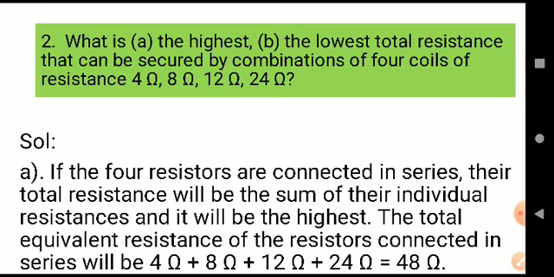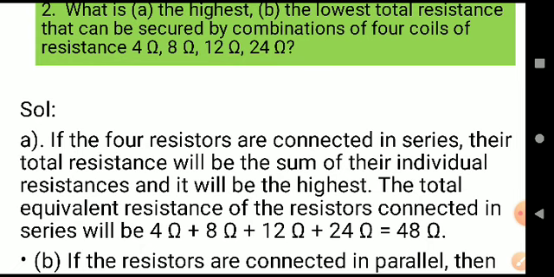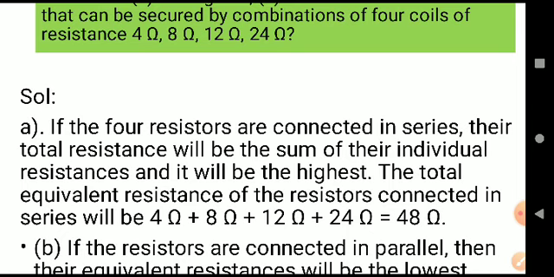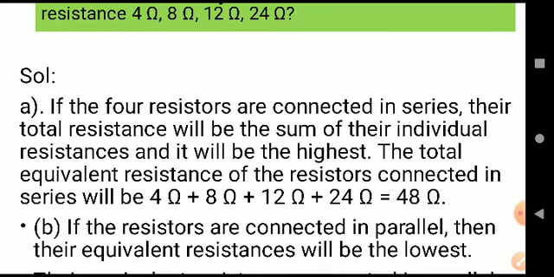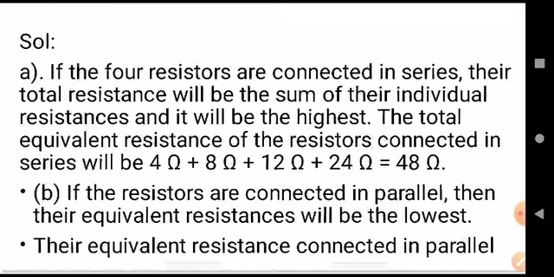So to obtain the solution of the first part, that is the highest amount of resistance that can be obtained from this combination, we will just add these resistors to get the value of highest resistance, because in series combination the equivalent resistance is just equal to the arithmetic sum of the resistances of the resistors. So here we have the highest value of resistance as 4 plus 8 plus 12 plus 24 ohm, that is 48 ohm. Now to obtain the value of lowest total resistance, we will connect all these 4 resistors in parallel.